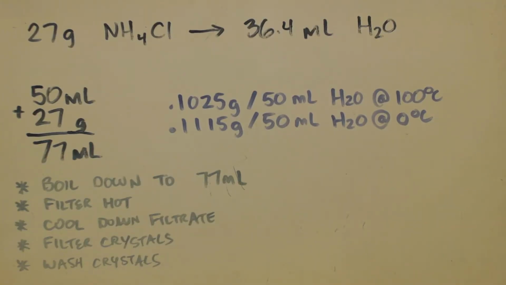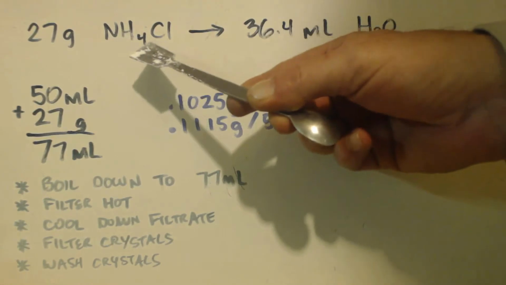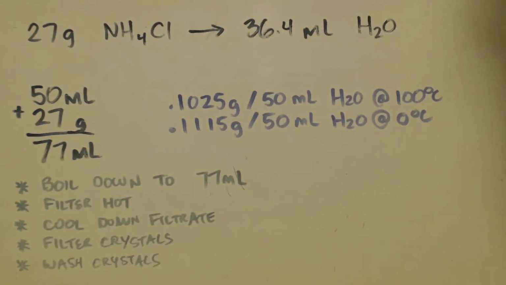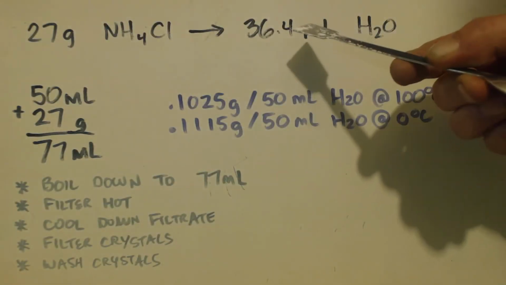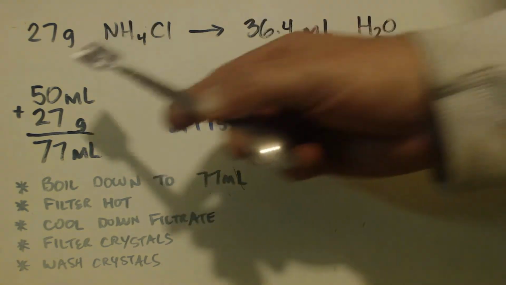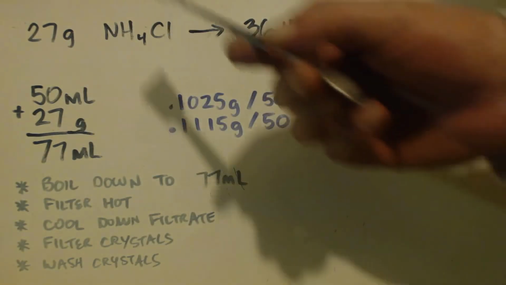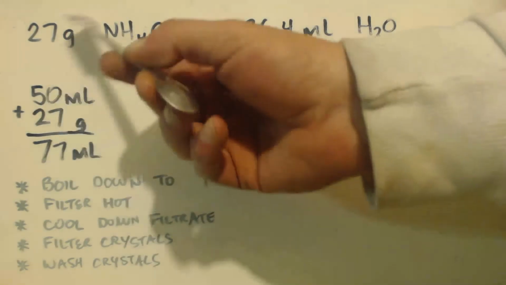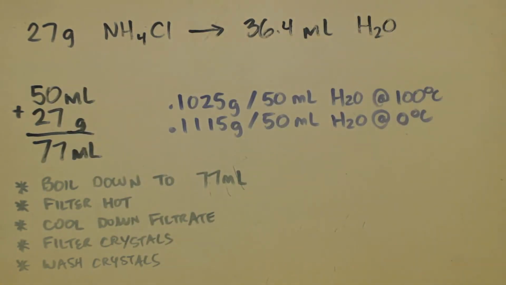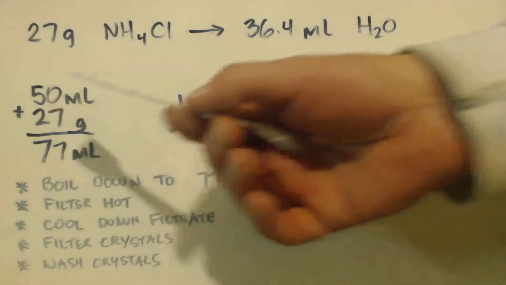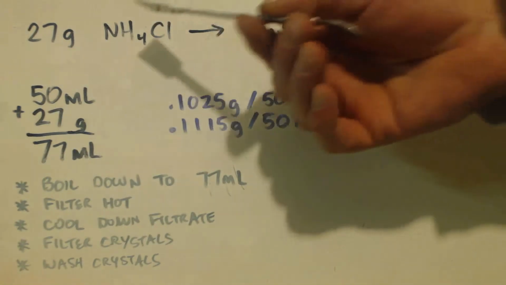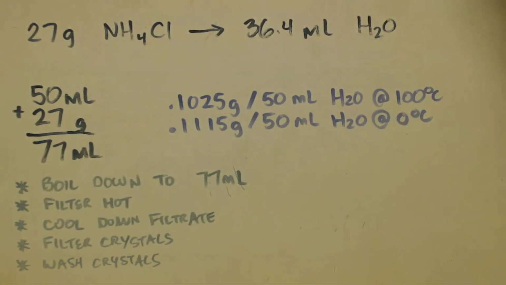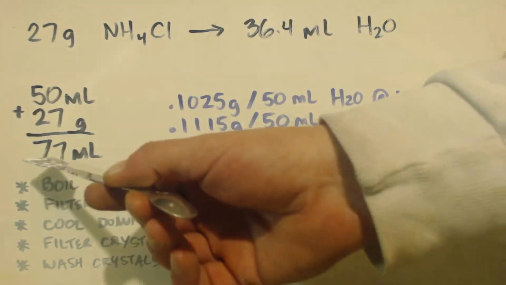Alright, so here's my new plan. I'm making 27 grams of ammonium chloride. 36.4 milliliters of water is needed. You can get 27 grams into that. That's the minimum water you need. So I jacked it up to 50 milliliters. Now I'm guessing when you add 27 grams of the ammonium chloride to the 50 milliliters of water, the ions probably take up less room than the actual salt. But I'm just going to say that it's one-for-one. I don't care if there's slightly more water in there. So if I add them up, that's 77 milliliters.